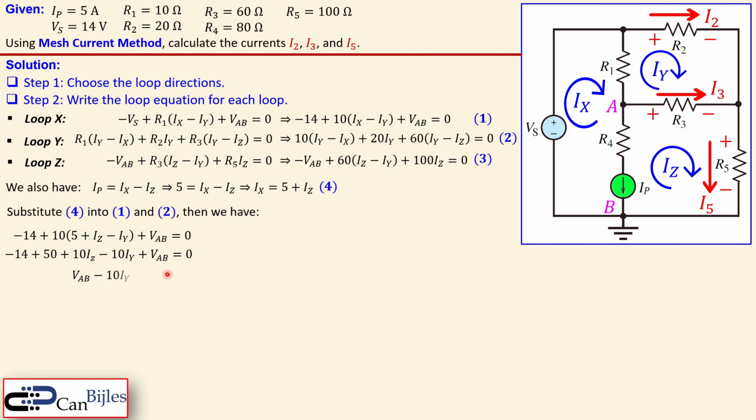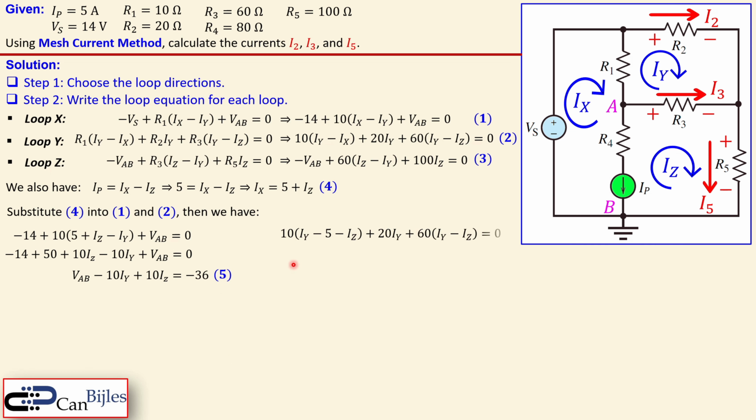And I also place this in order, starting from VAB, IY, IZ. That is actually the order I will use for other equations also. And that will be then minus 36. Okay, this is now another equation. So let's call this equation number 5.